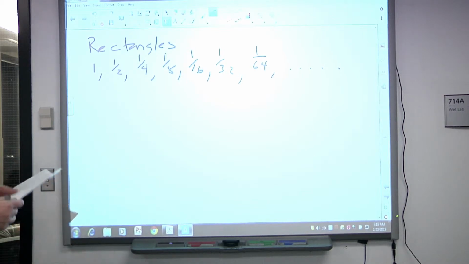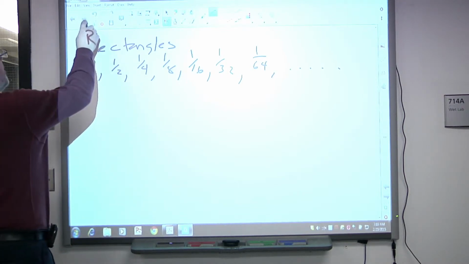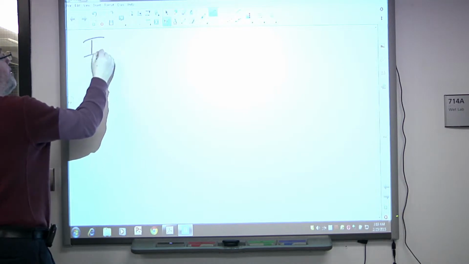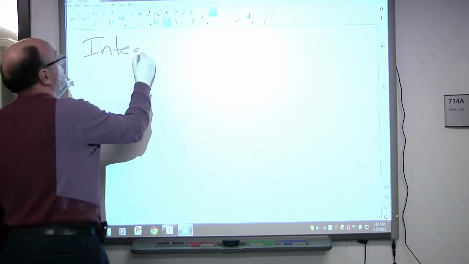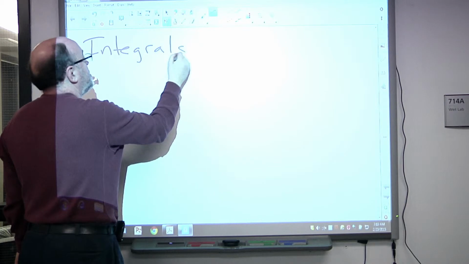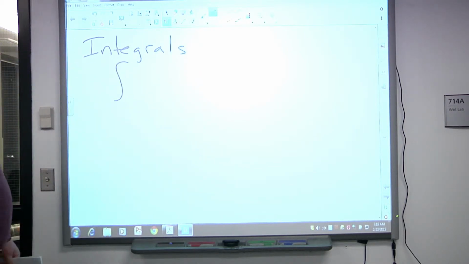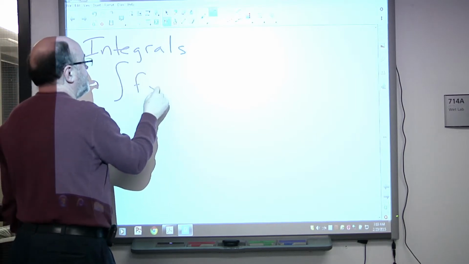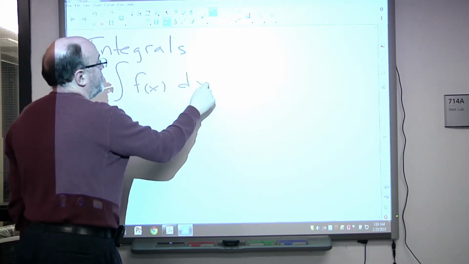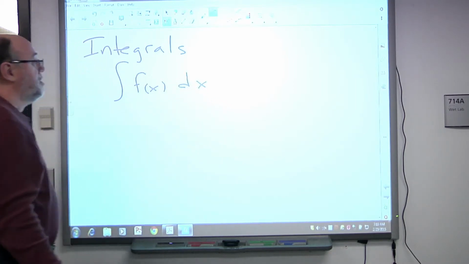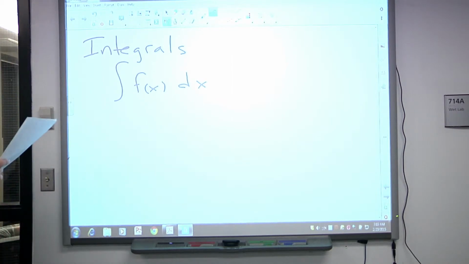So that gets us to what are called integrals, the symbol for which is going to be this. It'll be in terms of some function, whatever it is, and then dx. Right? This is the general way you're going to see it right now.